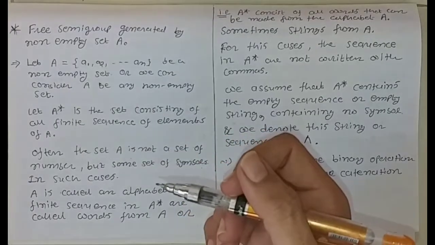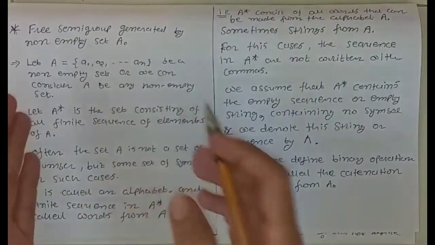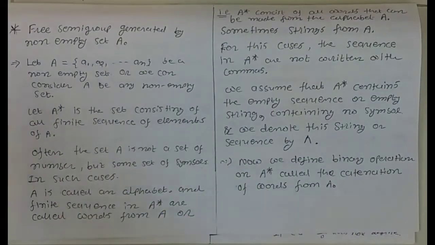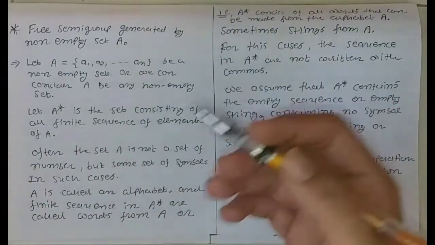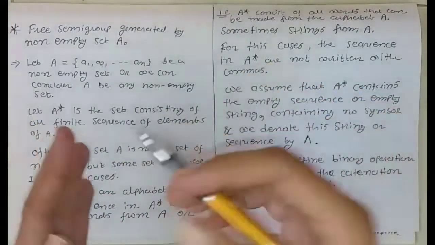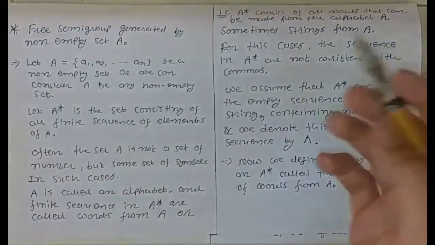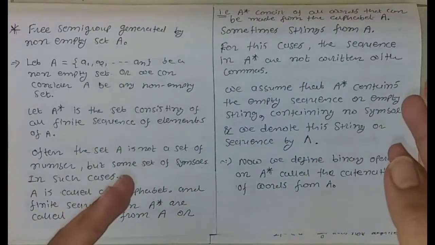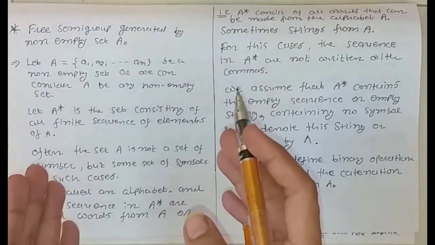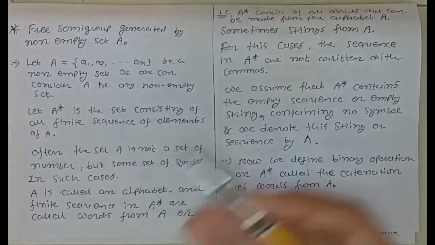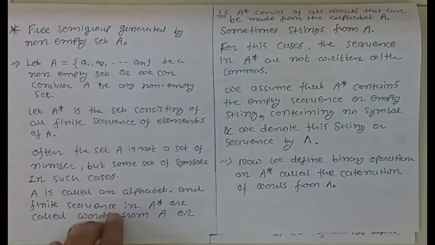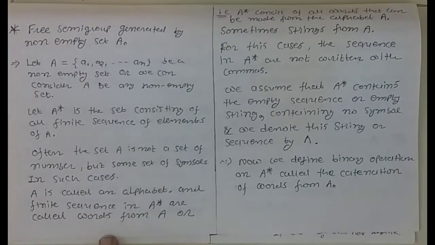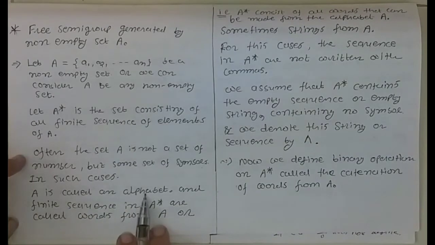So in this discussion our set A is called the alphabet. The English alphabet consists of 26 symbols, and if we consider all the finite sequences from these symbols, that means all the words in the English dictionary, that is our A star. So A is called an alphabet and the finite sequences in A star are called words from the set A.